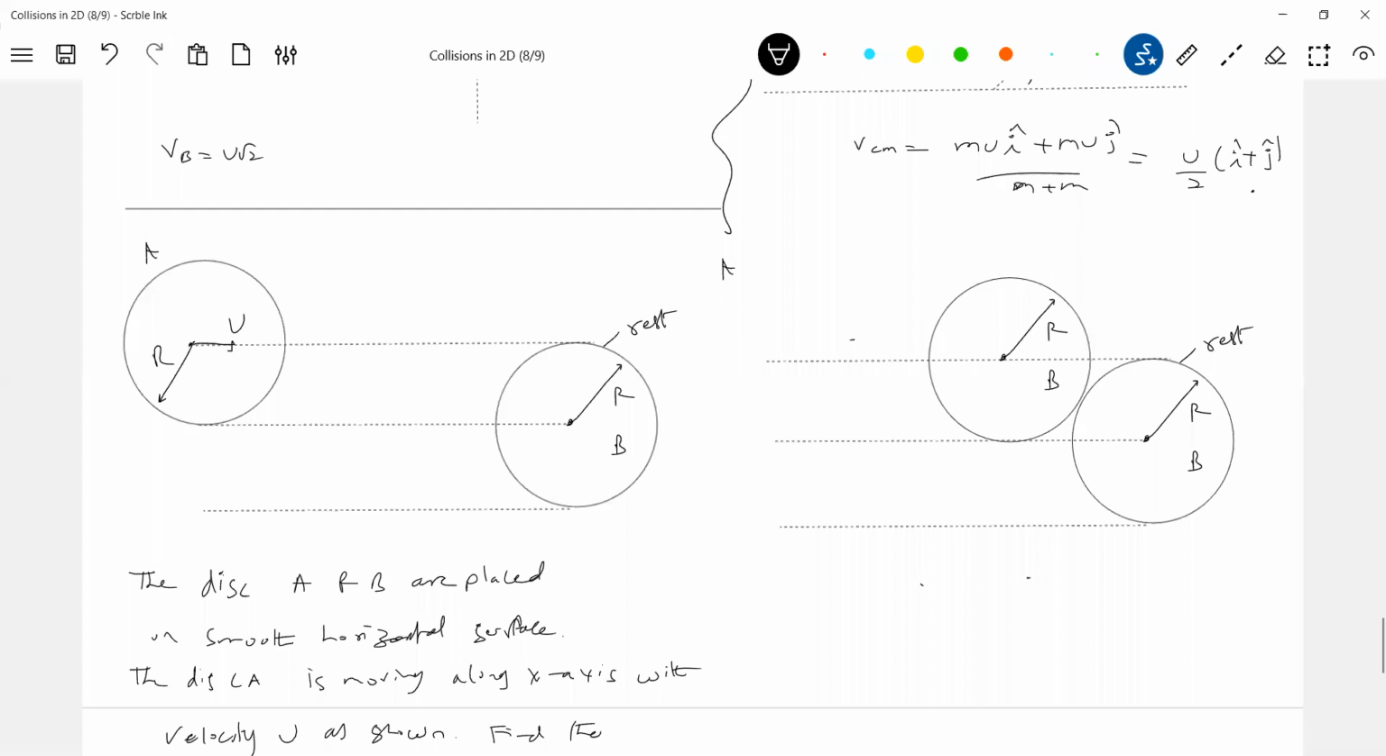Okay, now how do we have to show all these things? So what is the line of impact? The line of impact I'm showing in red color. So let this be the line of impact.